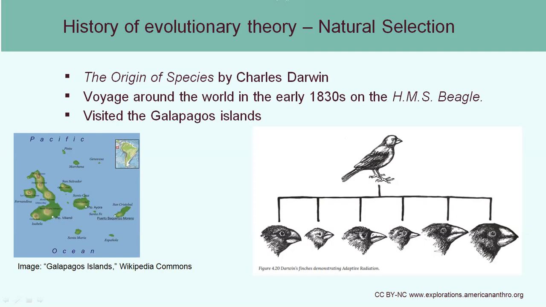So the ones with the bigger beaks were able to crack the nuts and the seeds, and the ones with the thinner beaks were able to catch the insects and so forth. It took him a long time to gather enough evidence to write his book. The book is called The Origin of Species, and it has many different examples, not just the finches, but many other animals as well.